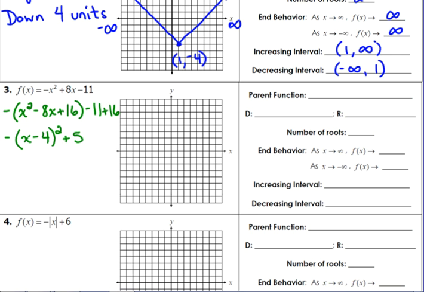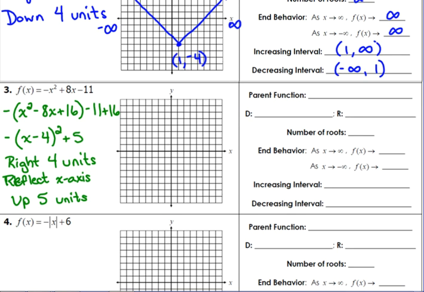So there are 3 things that have happened to our function. We have gone right 4 units because of the minus 4. We have reflected. I'm going to leave the word across out because I don't have room. Reflect across the x-axis. And we have gone up 5 units.